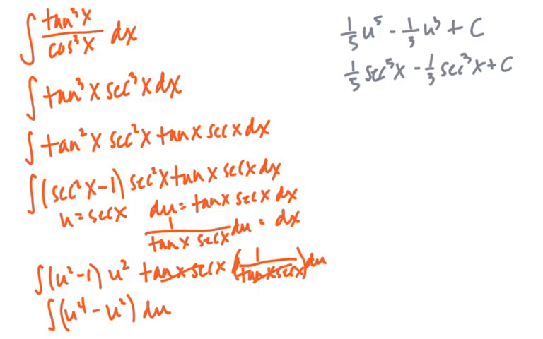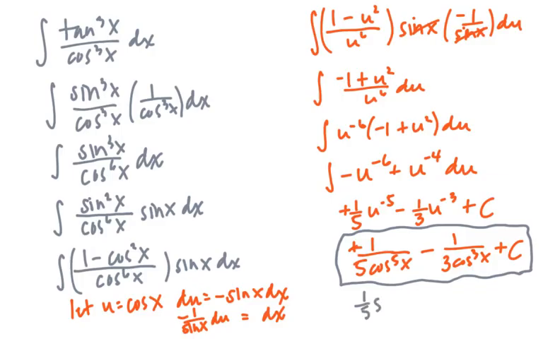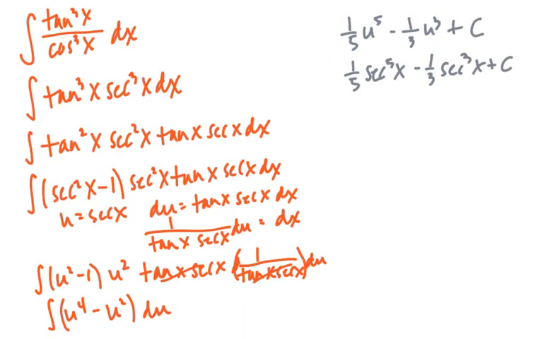Now make a note of the fact that secant is the same as 1 over cosine. So it's the same answer we got back here. It just looks a little differently because this could be 1/5 secant to the 5th x minus 1/3 secant to the 3rd x plus c. So sometimes there's more than one way to do the problem. You just need to be diligent and continue.